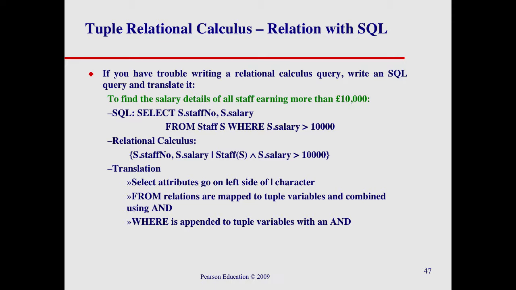So in your SQL query, if it's a tuple variable and it does not show up in the selection list, it's going to be a bound variable in your relational calculus query, and it will need to be qualified by either a there exists or a for all quantifier, okay? And then the tuple variables appear on the right-hand side, and the where clause is simply appended with an and statement.